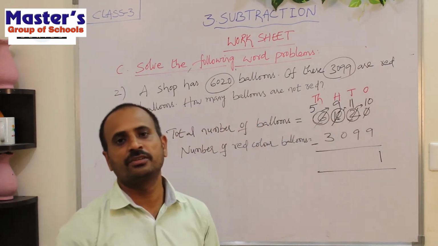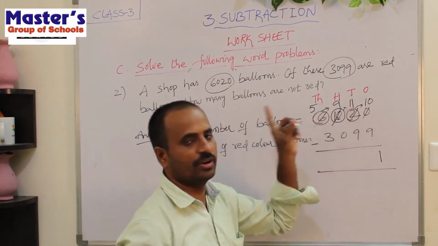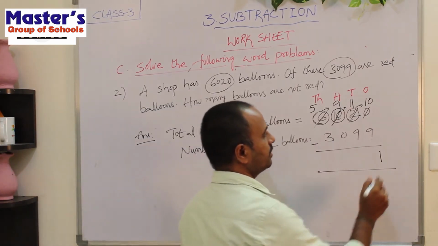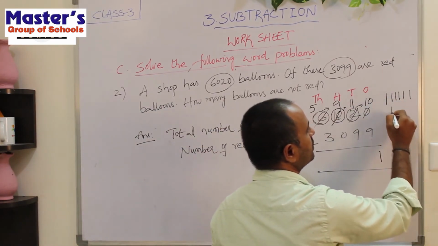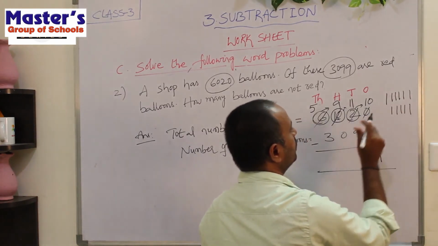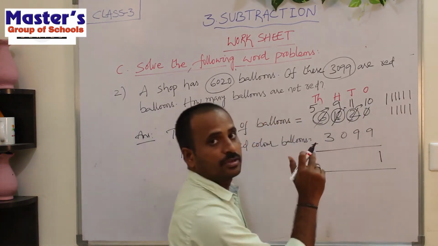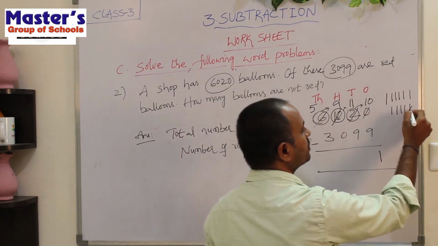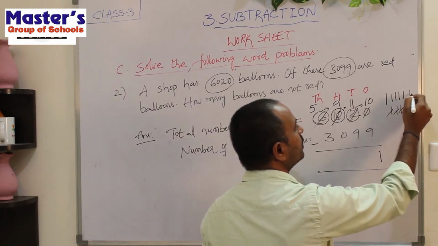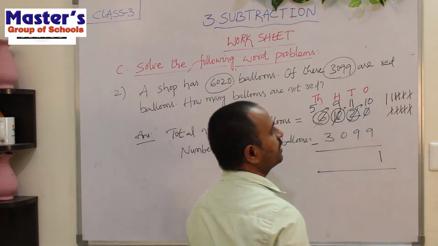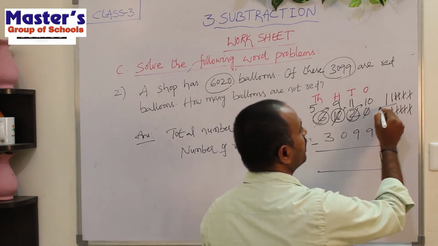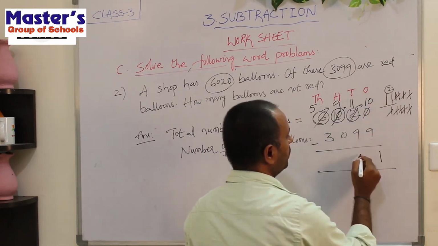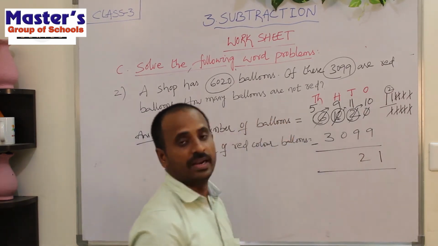Now do the subtraction. So the first number is 11. So draw 11 lines here. 1, 2, 3, 4, 5, 6, 7, 8, 9, 10, 11. What is the second number? 9. So strike off 9 lines. 1, 2, 3, 4, 5, 6, 7, 8, 9. Children, I have struck off 9 lines. How many lines are remaining? There are 2 lines remaining. So write 2 here. Next go to hundreds place.